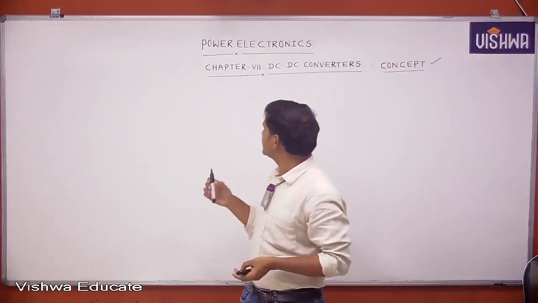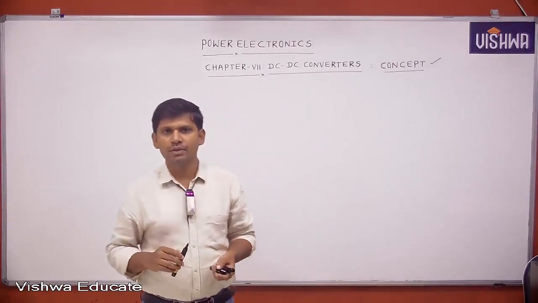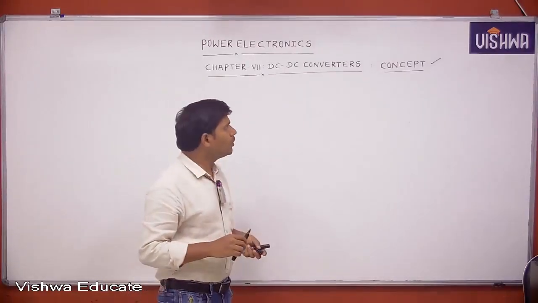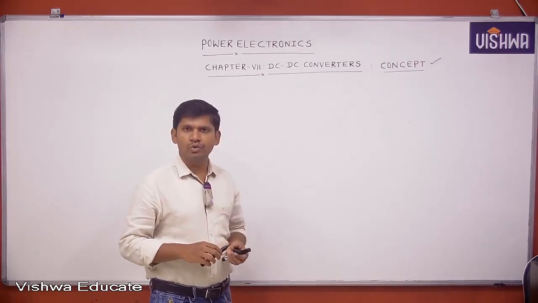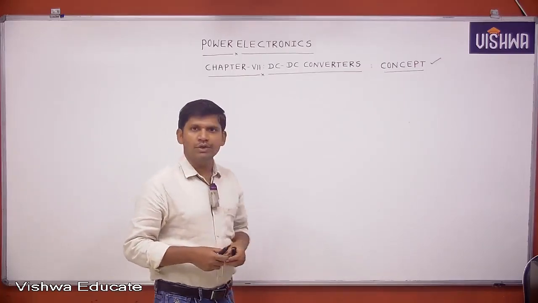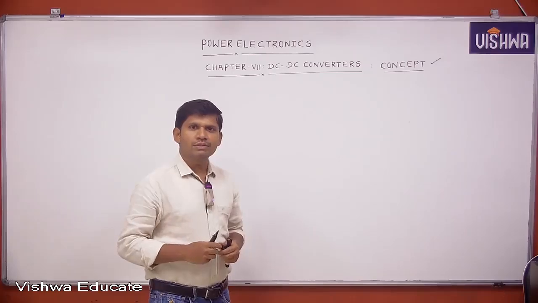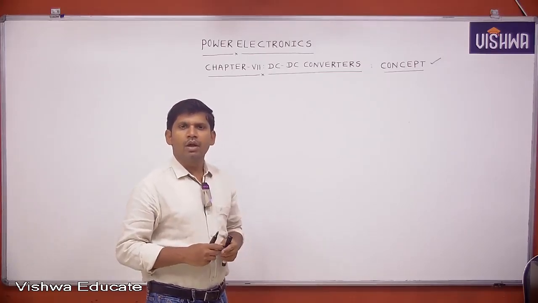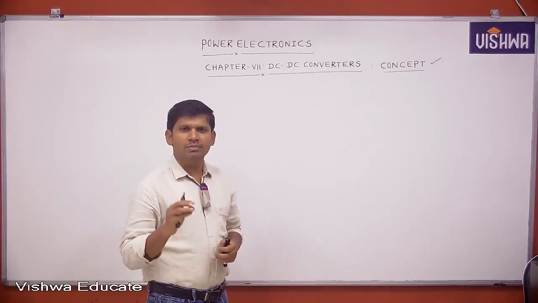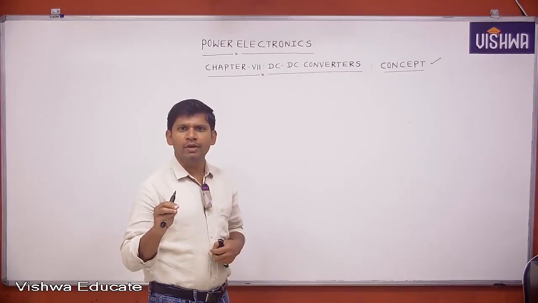Continuation of chapter 7, DC to DC converter. In the last session I discussed what exactly a current commutated chopper is. In this session we'll continue with the load commutated chopper, and I will give some introduction to some basics regarding Jones chopper and Morgan chopper.